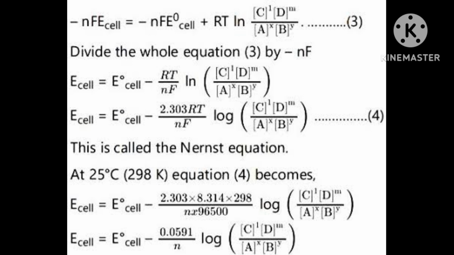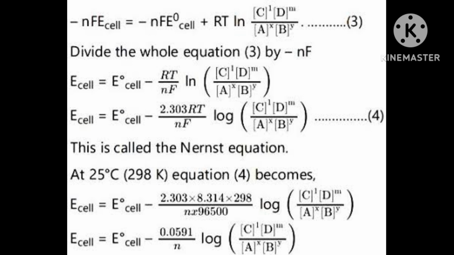Here magnesium and silver are there. Magnesium is a negative value and silver is a positive value. If you see that data, you will find that magnesium has a negative value and silver has a positive value. Then obviously magnesium will be the anode and silver will be the cathode.